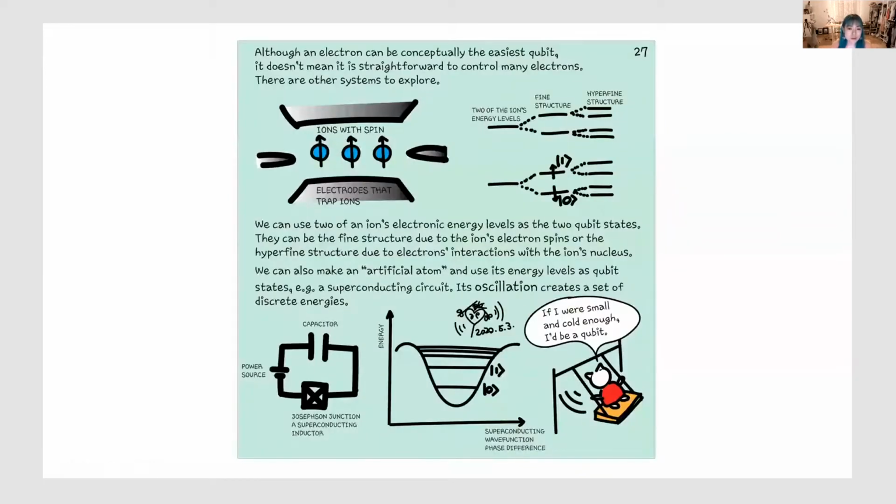But you can also build much more scalable systems like ion traps. You can have ions spin. You can control which spin state your system is at, and then use that as your qubits. Or you can build artificial atoms like superconducting circuits. That's basically LC circuits that gives you a resonance, and then you can use the energy level that's quantized in that resonance as your qubit states.